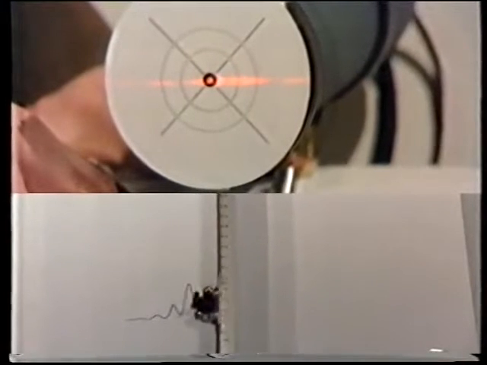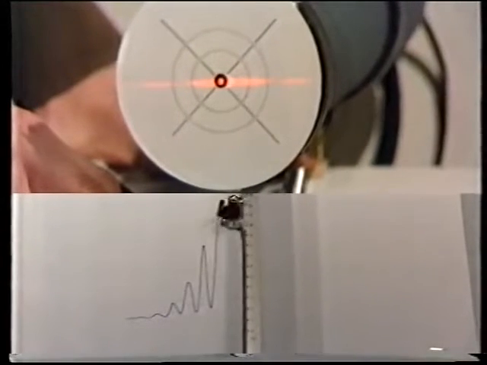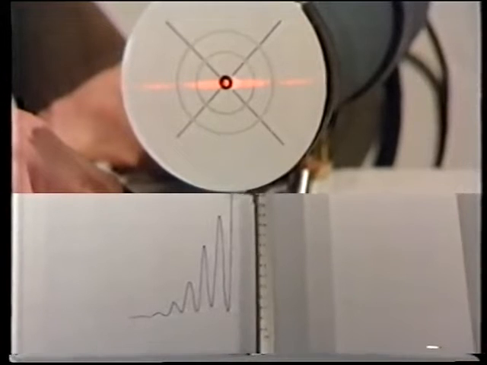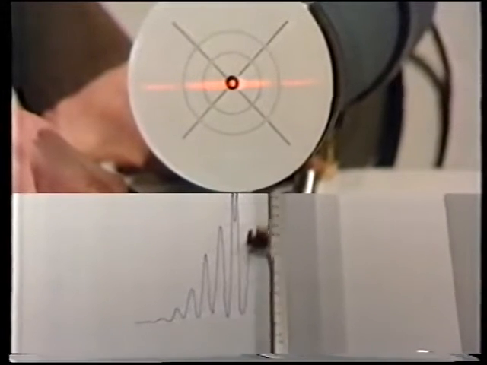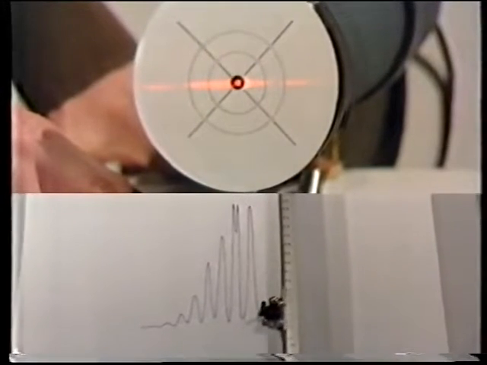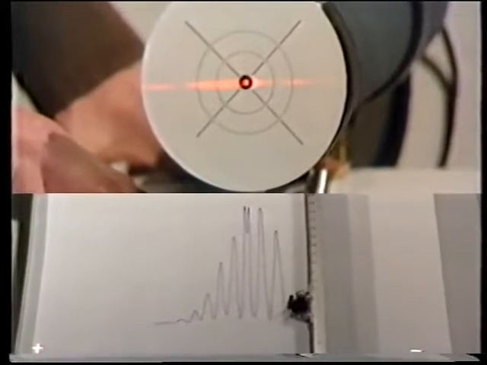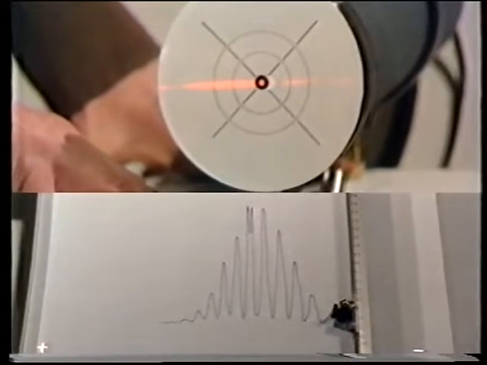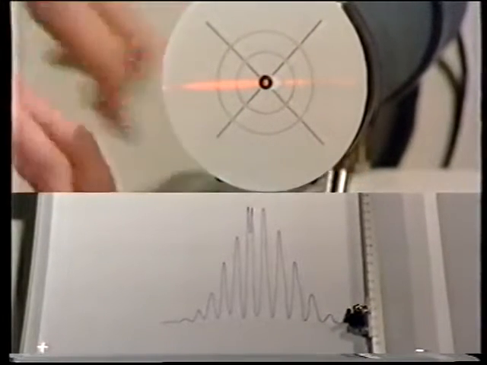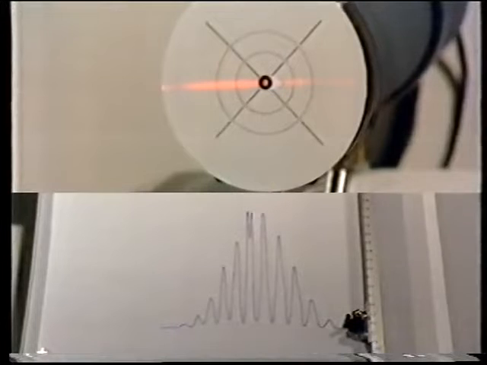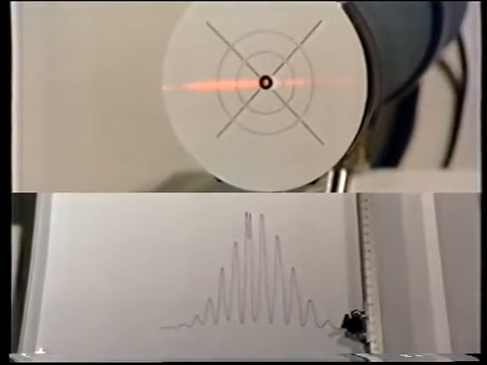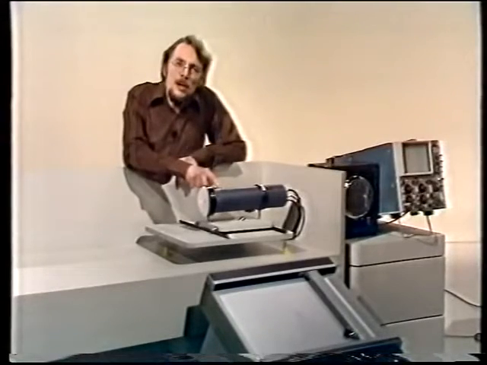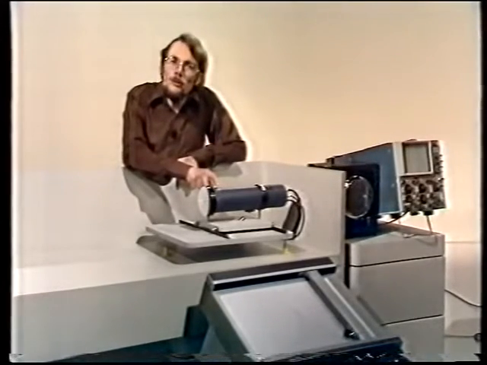As we scan through, we get alternate regions of high and low signal. Bright gives large signal, bright, dark, bright, dark, bright, dark, bright, dark, and so on. We've plotted out a pattern here which looks very much like the pattern that we would predict from the wave model. But I said that this was a particle detector.